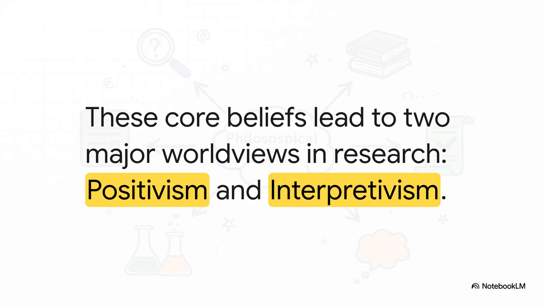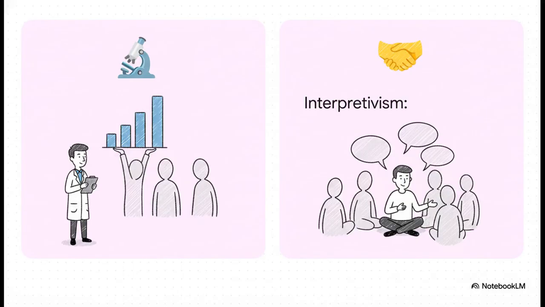These are the two big competing worldviews in research, positivism and interpretivism. Okay, here's the perfect way to see how different these two are. Imagine two researchers are studying employee morale at a company. The positivist researcher believes morale is a single, objective fact that can be measured. So they'll probably send out a huge anonymous survey with a rating scale from 1 to 5 and then analyze the numbers from a distance.